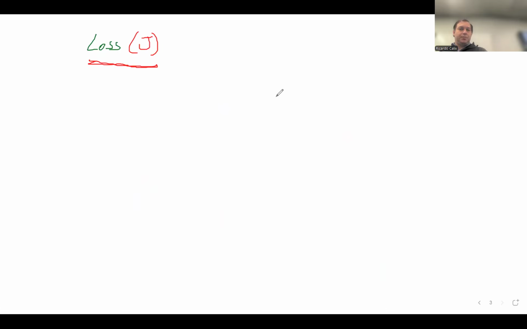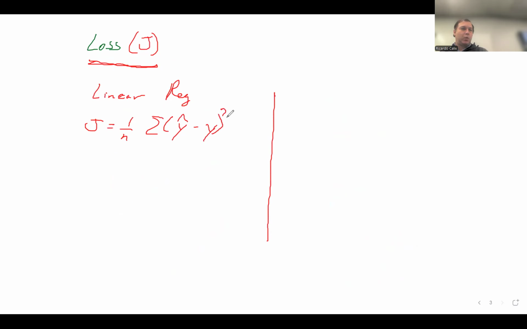So let's take a look. Linear regression, once again, simplest case. And the J, as we just did today in the temperatures, is going to be 1 divided by N times the sum of y hat minus y, squared. Anyone know what this function looks like? If we call it J, what's the shape of that function?